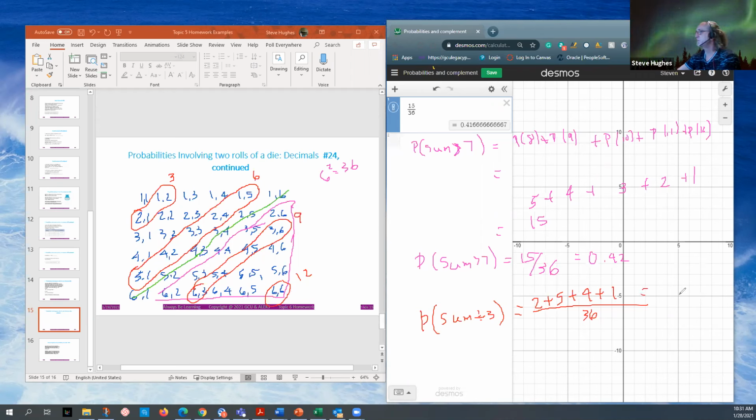That is something over 36, right? Let's add them more simply. 5 and 4 is 9, and 1 is 10, and 2 more is 12. That is 12 out of 36. Let's do that in our calculator, okay?